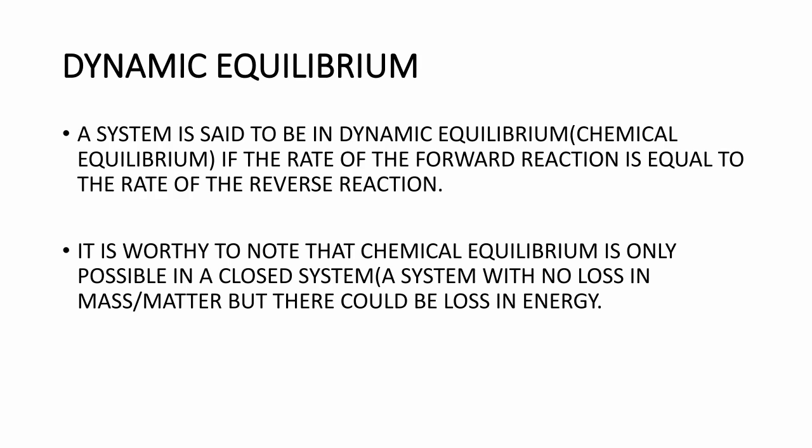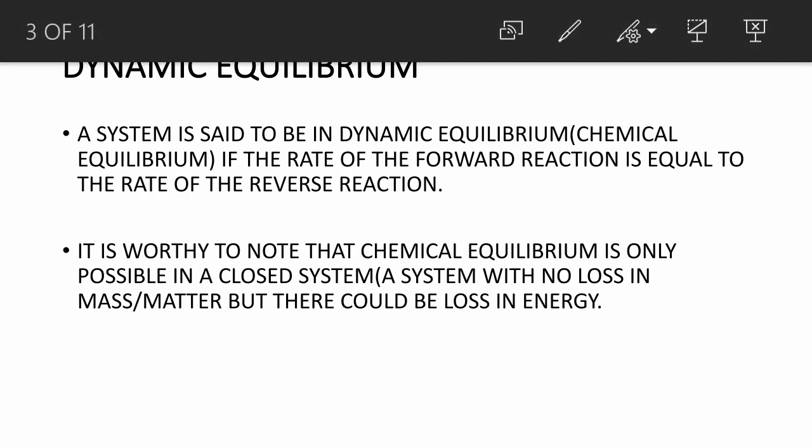So a closed system is a system where there is no loss in mass, but there can be loss in energy. Now, I would like to point out that there are three types of system. We have the open system. When a system is open, it means that it can lose mass, it can lose matter, and it can also lose energy. A good example is cooking with your pot open.